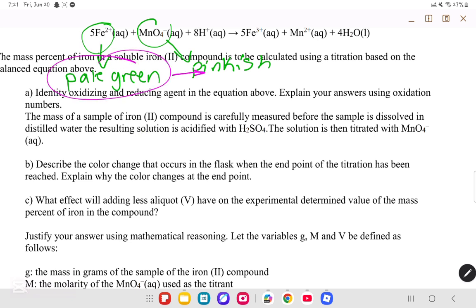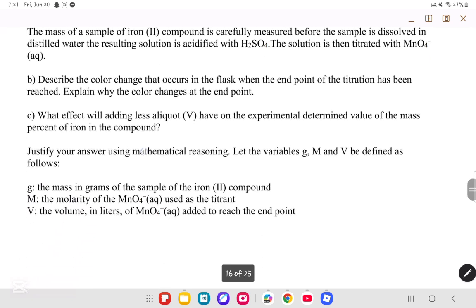This is due to the domination of the MnO4-. So it will go from an originally pale green all the way to a pinkish color. Okay, so that's part B done. We'll move on to part C.